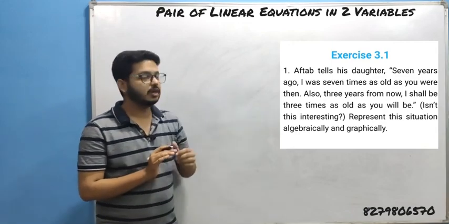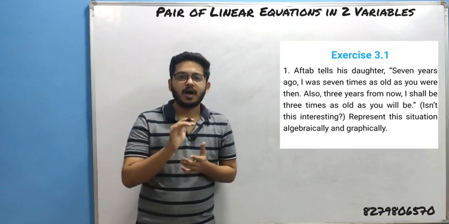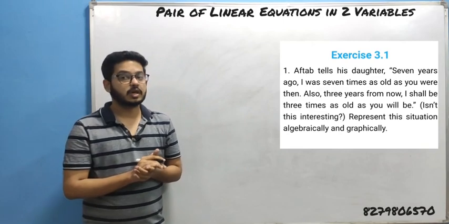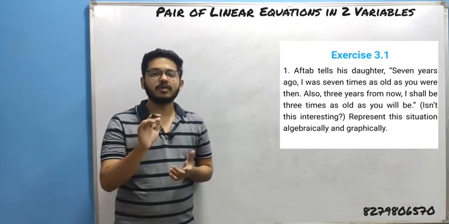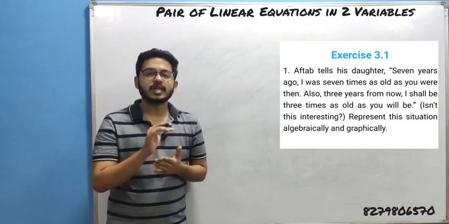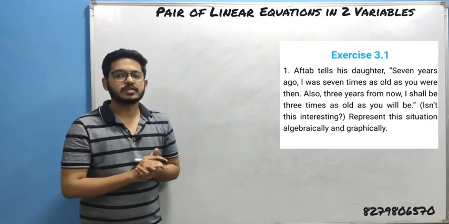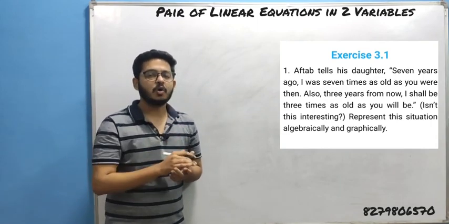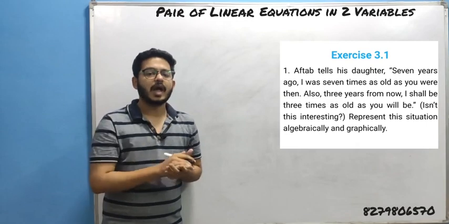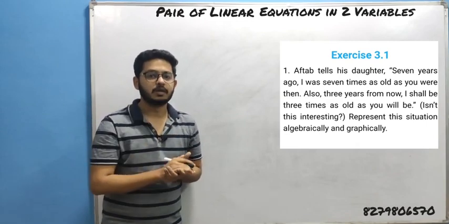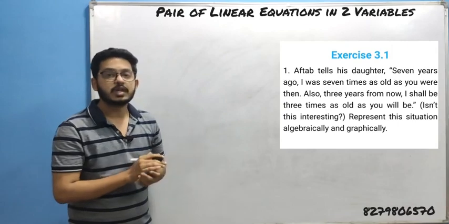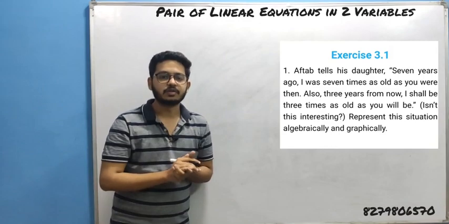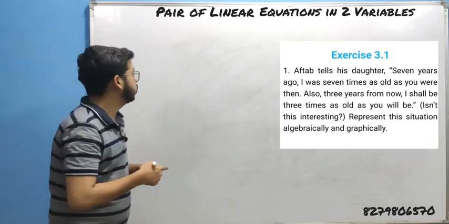As you can see on the screen, I'm reading you the question. Aftab tells his daughter, 7 years ago I was 7 times as old as you were then. Also, 3 years from now I shall be 3 times as old as you will be. So we have to represent this situation algebraically and graphically. Let's start with our solution.